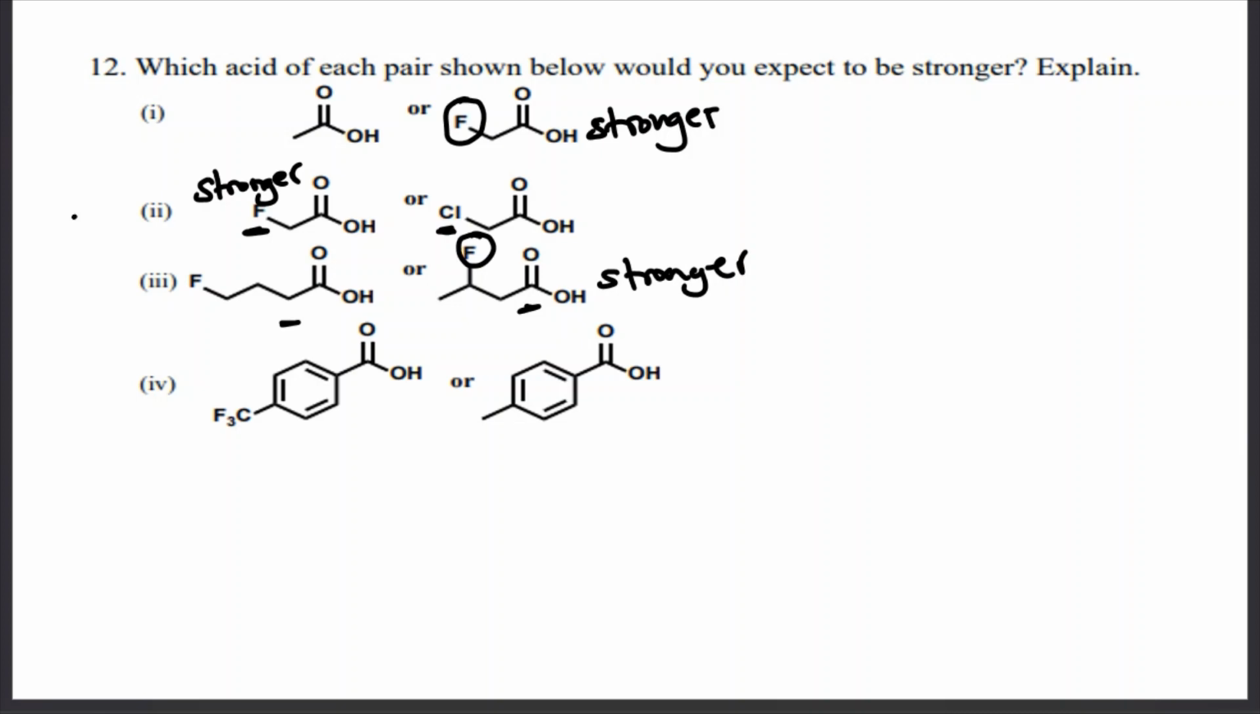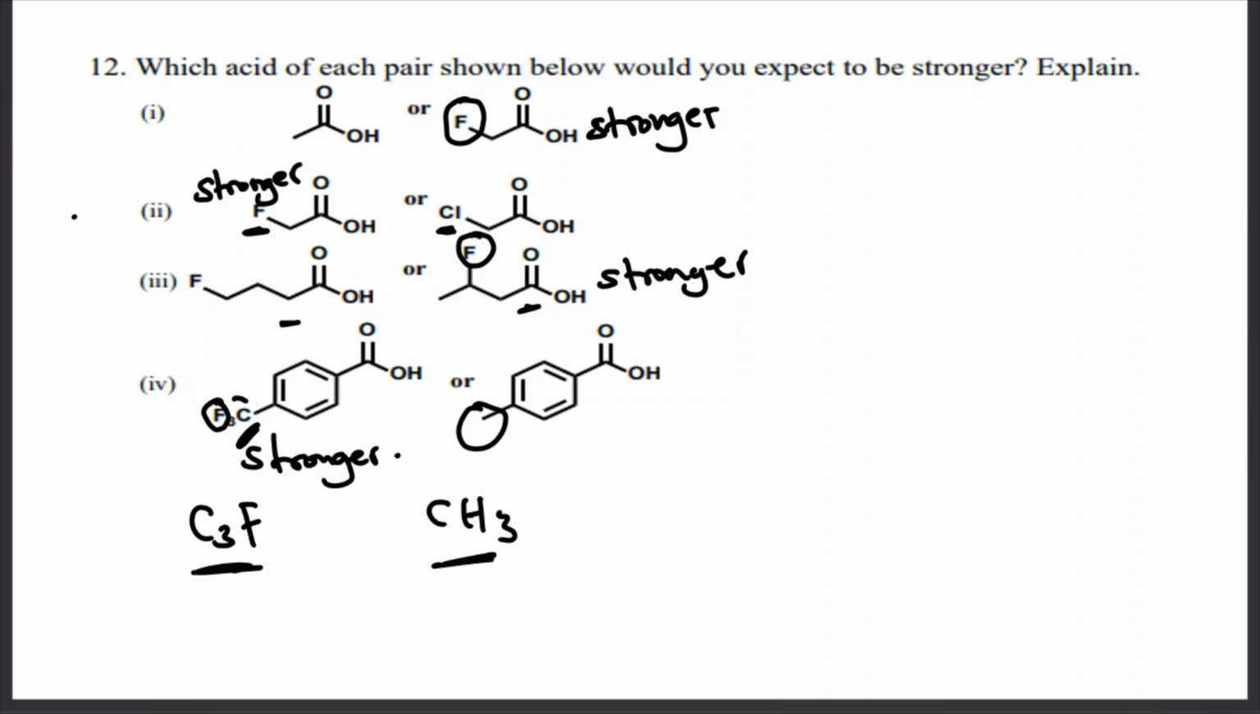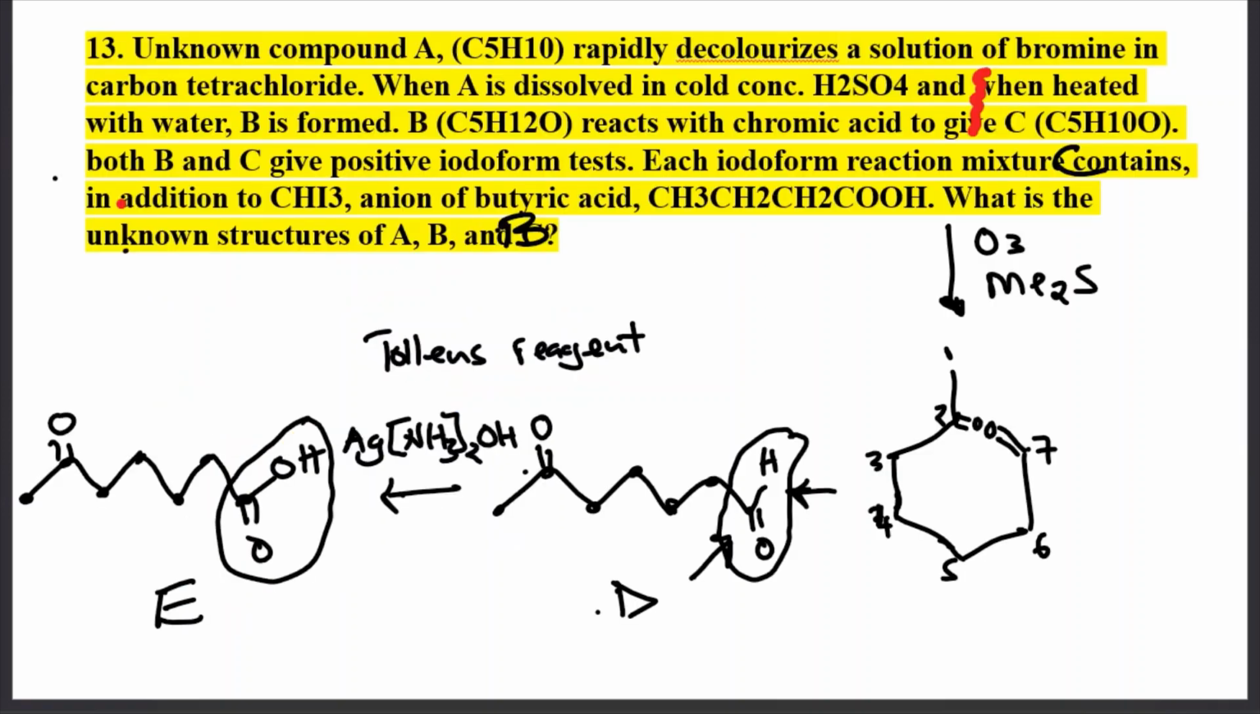And then in the last one, which one will be stronger? This will be stronger. Why? Because this one here has got a halogen, whilst this one doesn't have a halogen. So this group here is CF3, whilst this group here is just CH3. This is more electronegative than this. That's why this acid is stronger. All right.